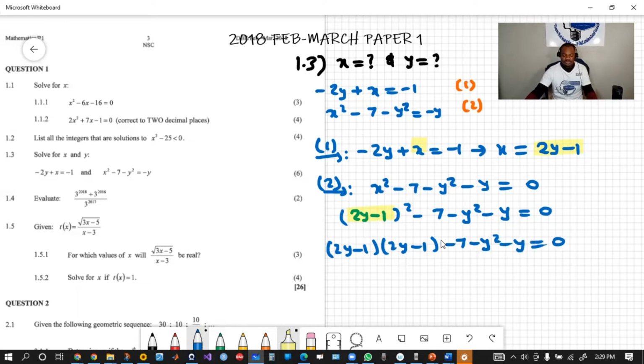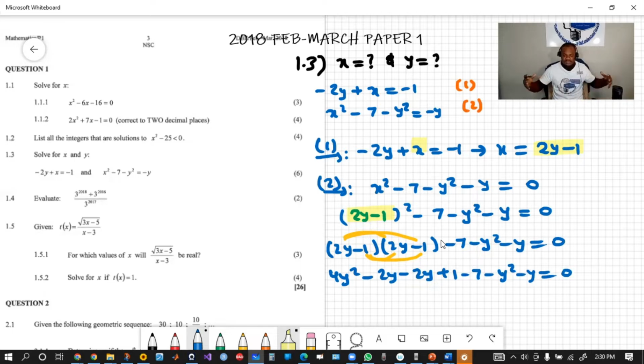Equal to 0. Now this would be 4y squared minus 2y minus 2y plus 1. Because 2y times 2y makes 4y squared. 2y times negative 1 makes negative 2y. And then negative 1 times 2y makes negative 2y. And negative 1 times negative 1 makes a positive 1. And then we still have a negative 7 over here, minus y squared minus y equal to 0.